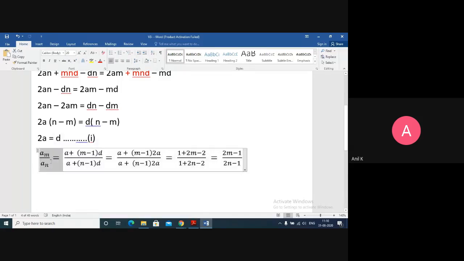Then I have to find the ratio of am upon an. Then I substituted the formula. After substituting the formula, I replaced d value here. Then I simplified, so I got the final. I hope this question is understood for everyone.